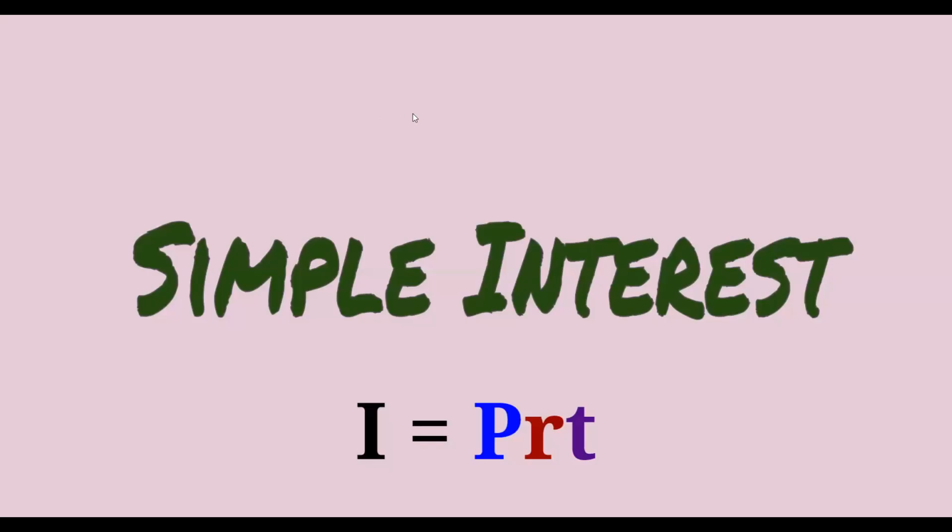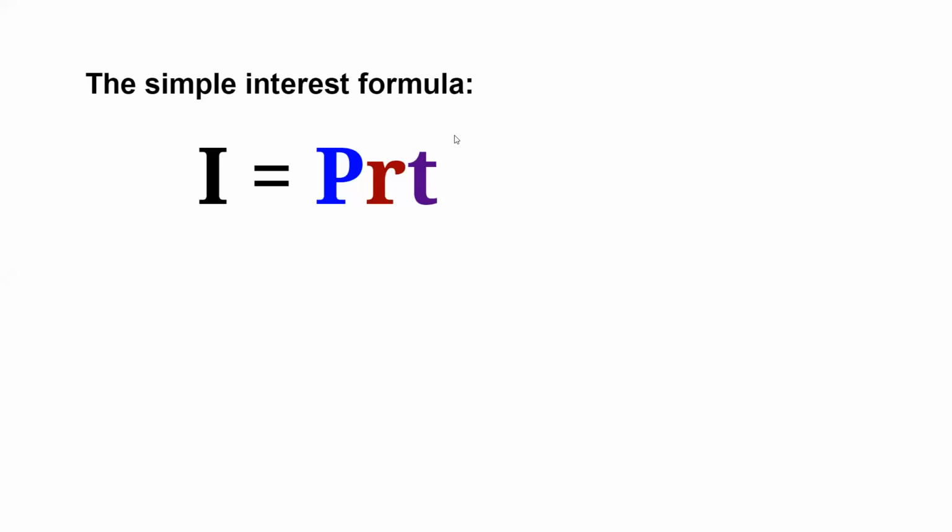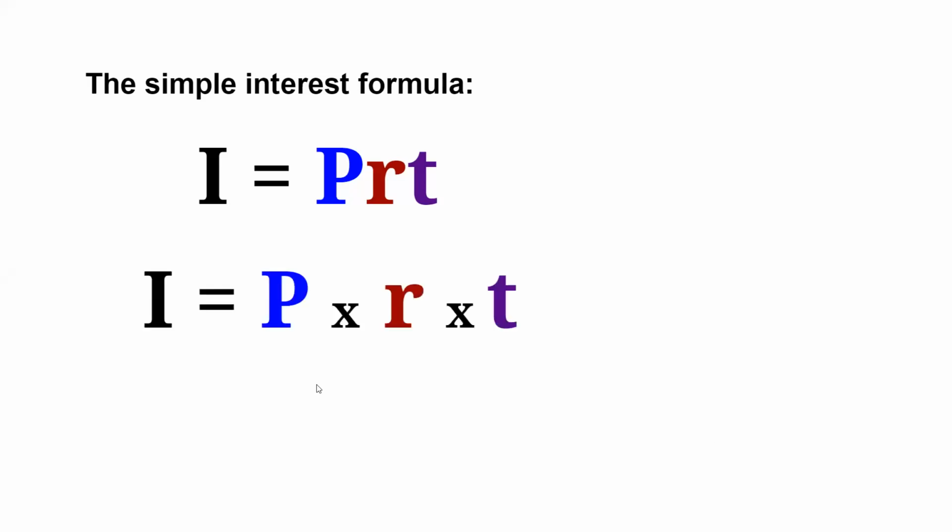In this video, I'm going to do some problems involving the simple interest formula. So the simple interest formula looks like this. I equals P times R times T. PRT really means implied multiplication. We're just multiplying those three things together.